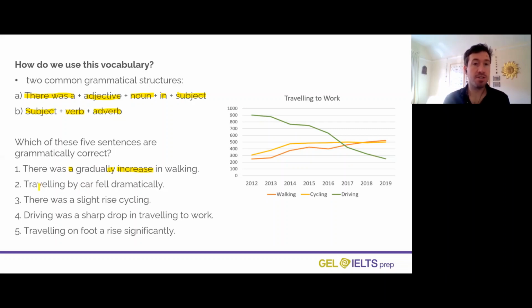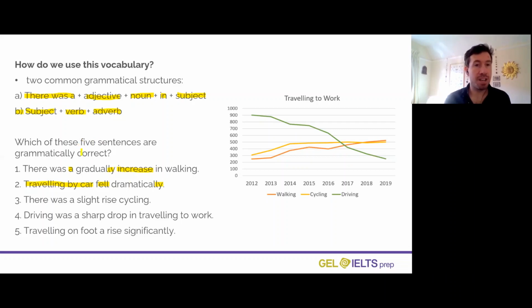Number 2, traveling by car fell dramatically. So the subject here is traveling by car. So we've got the subject. Fell is a verb. We said here a verb, and dramatically it has ly. So it's an adverb. So subject, verb, adverb is correct. It's this one here. It's B. So yes, that one's fine.